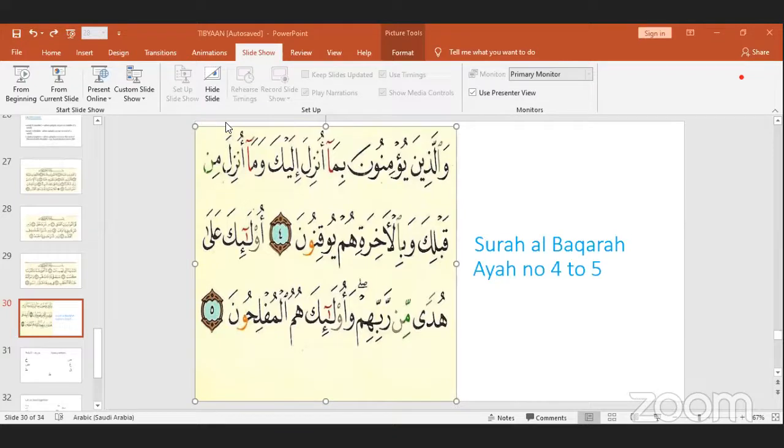MashaAllah, Barakallahu feekum. Very good, Hanun. So, as everyone heard, Hanun read it perfectly. Could not find any mistakes. MashaAllah. Very good, Hanun. Keep it up.